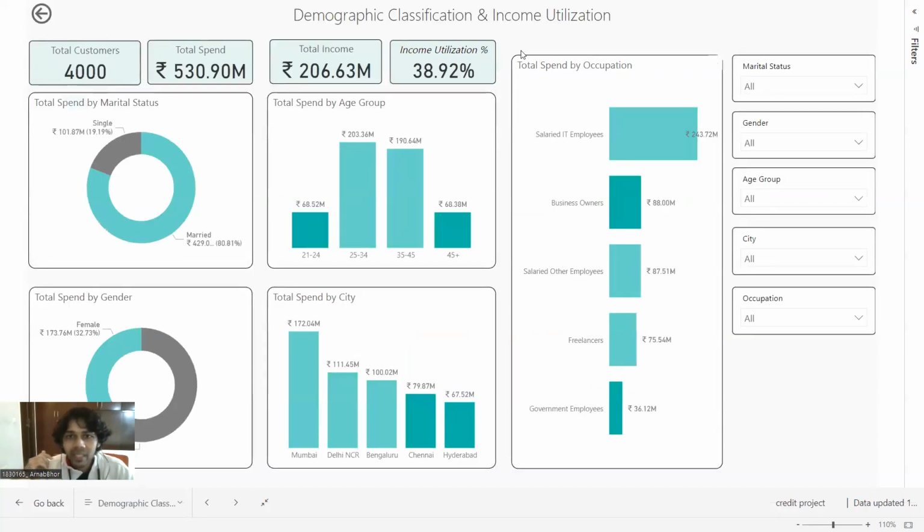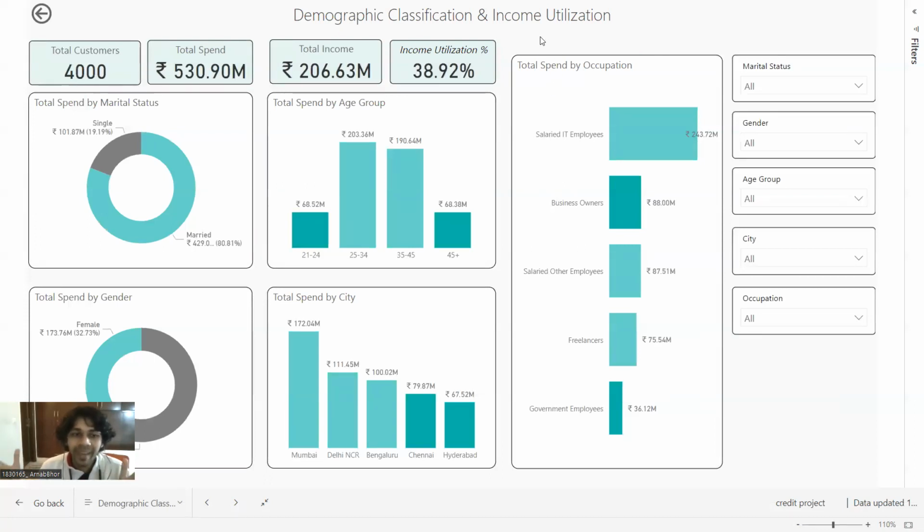Okay, so now let's spend some time here. What's going on? First of all, we have the total number of customers here, which turns out to be 4,000. The total spend, the amount of money that these customers are spending in total, is 530 million, 531 million approximately. The total income of these customers is 206.63 million, and then the income utilization percentage.